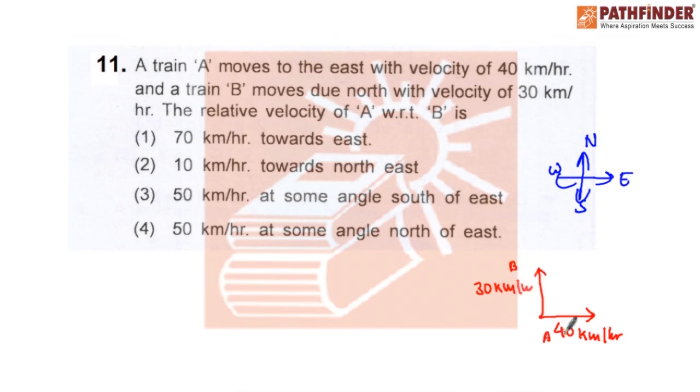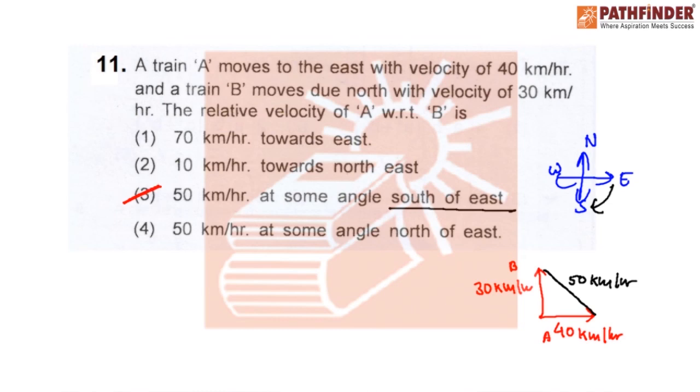Then the relative velocity of A with respect to B. So according to B, what is the velocity of A? If we look at this particular aspect, then for B with respect to A, the magnitude of the vector is going to be the line joining them, and it is going to be 50 km per hour at some angle south of east. Now why south of east? Because B is looking at A in this direction, which is south of east, like this. So for this particular question, option 3 is correct.